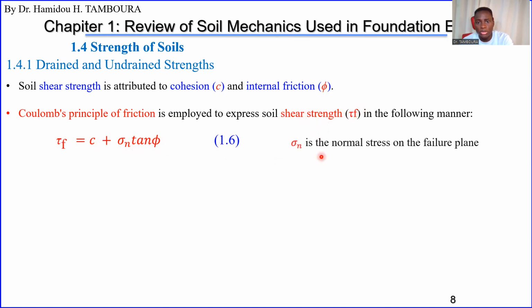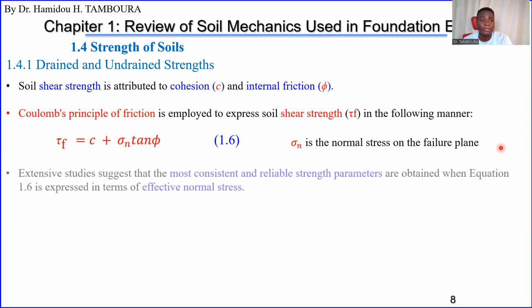Okay. So this sigma n is the normal stress on the failure plane. Actually, this part is well detailed in soil mechanics class. But I suppose that if you are here in foundation engineering, it means that you know already about all this. So this is just a reminder.